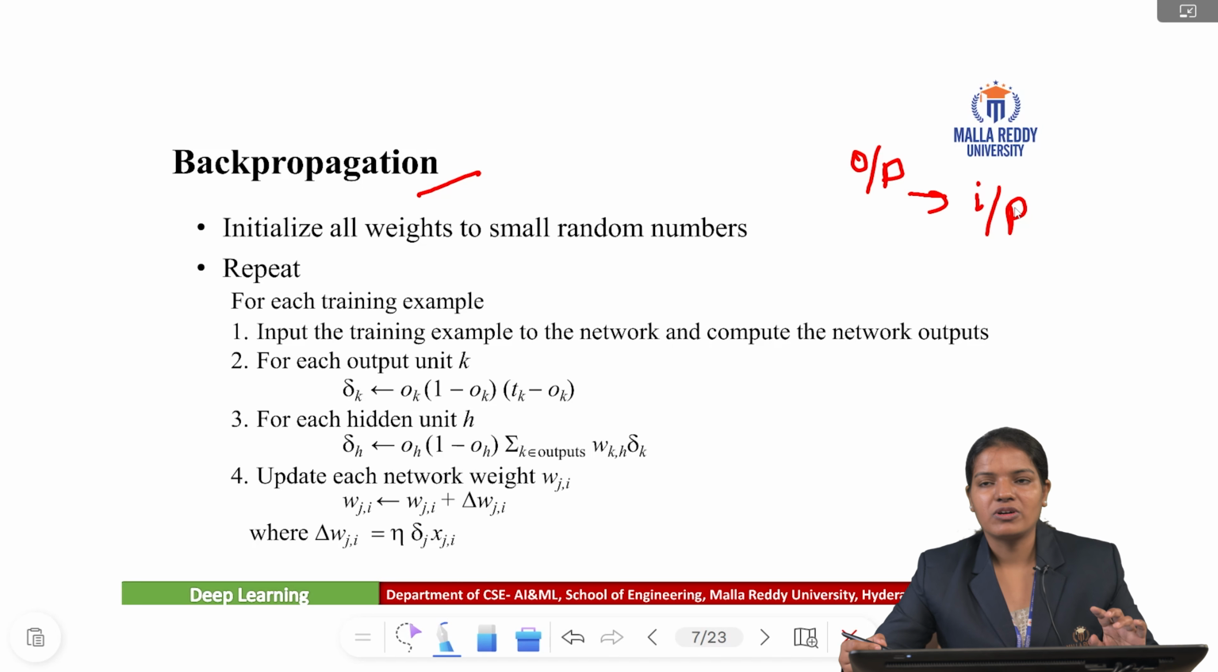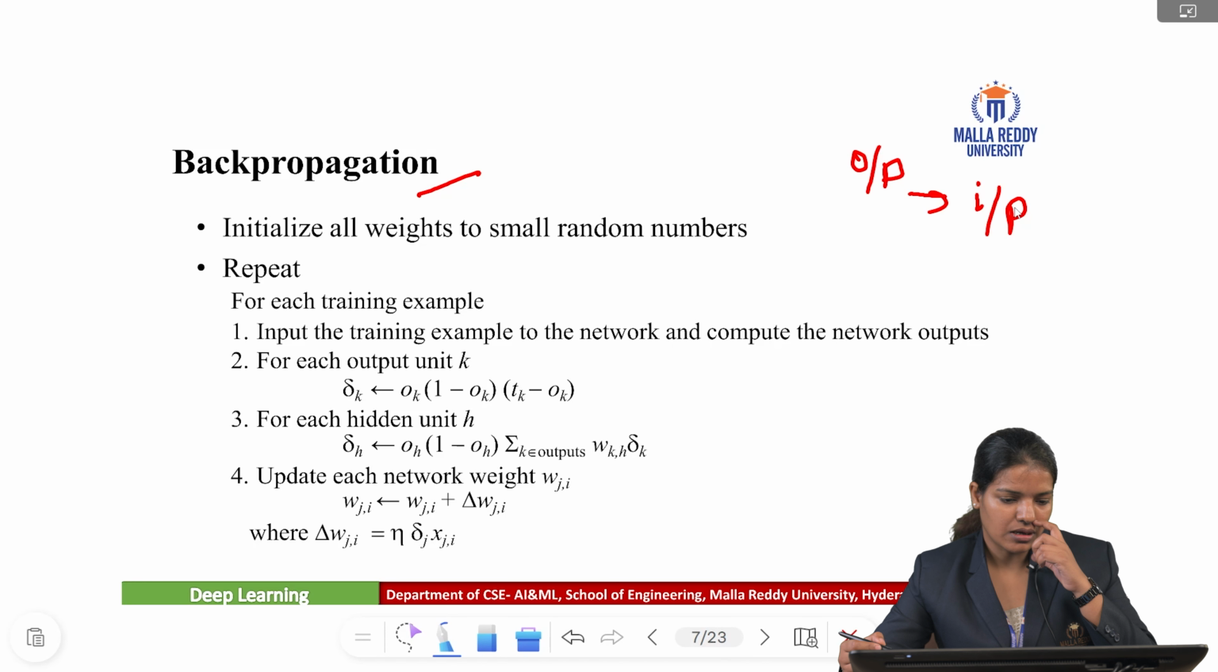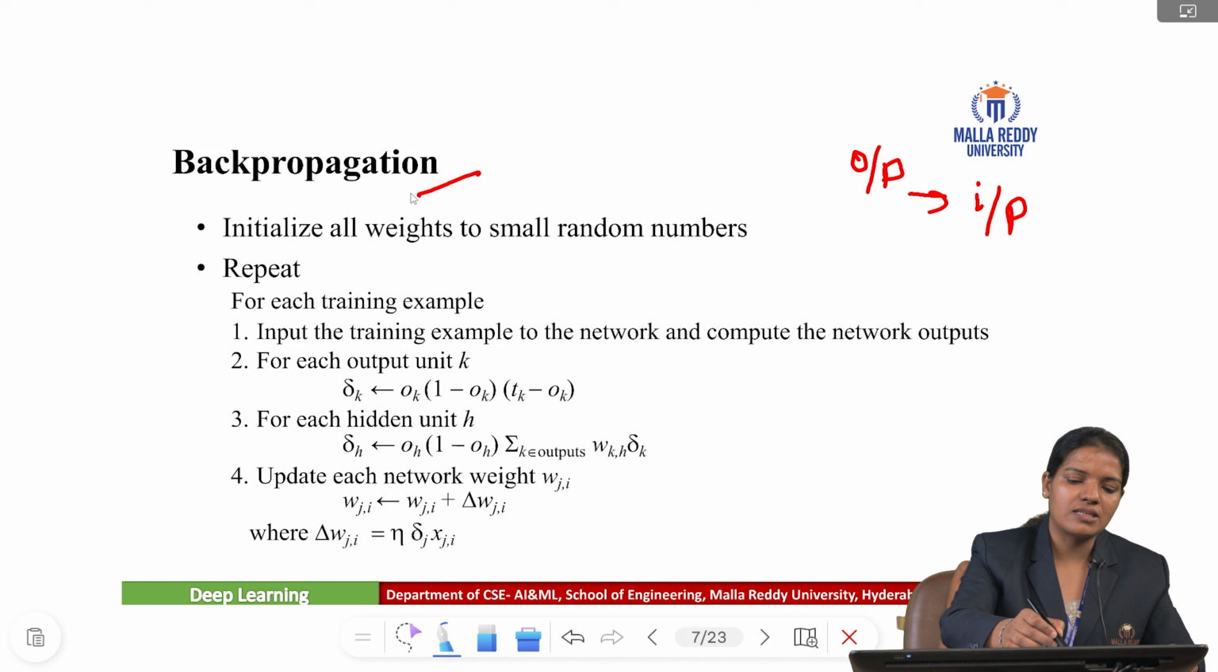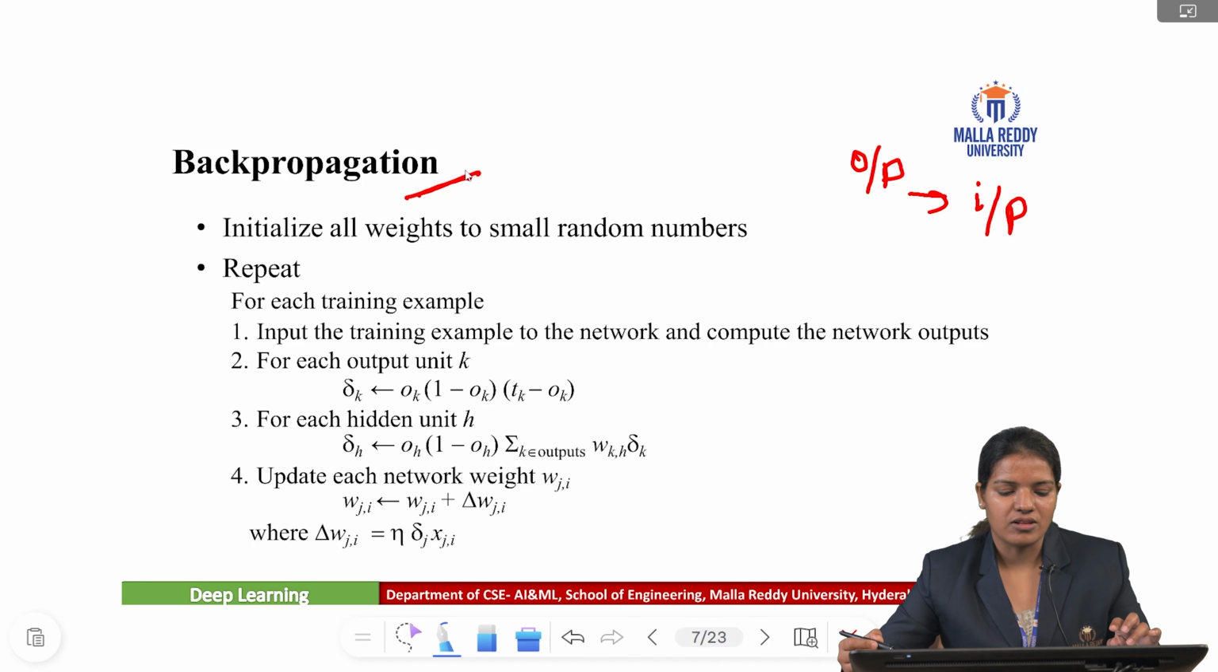In the backpropagation method, what we are doing is this: initially in the feed-forward network, whatever biases and weights we selected were randomly selected. So we need some type of algorithm which helps optimize the weights and the biases of the model. For that, we come to know one algorithm, that is the backpropagation algorithm.